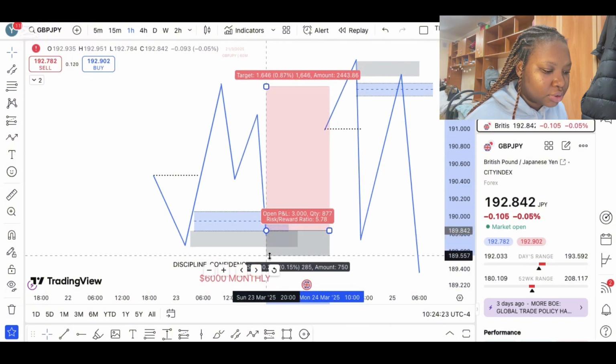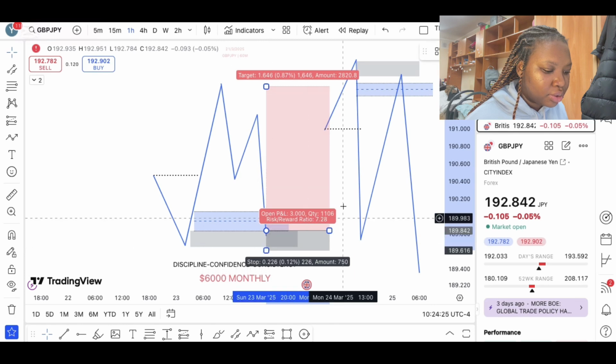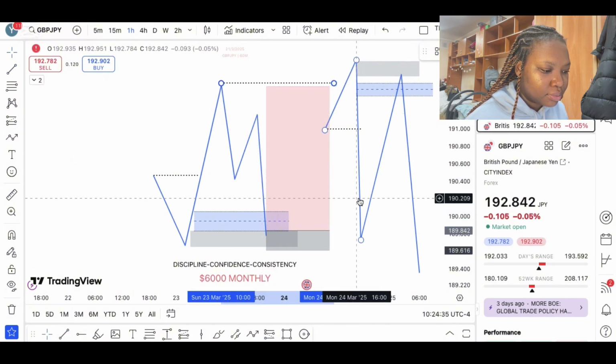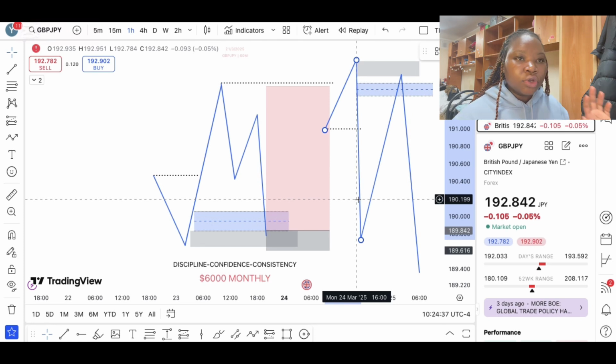And our stop loss is going to be below our order block. We are going to target this high here. So that is it. That is what an order block and a fair value gap is.